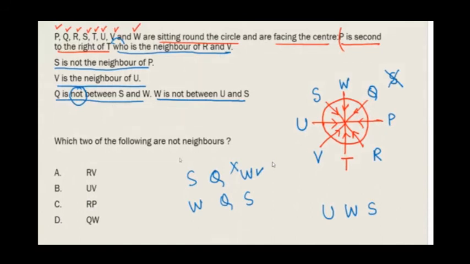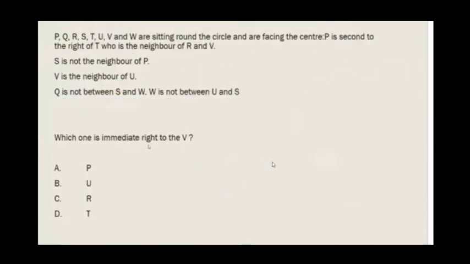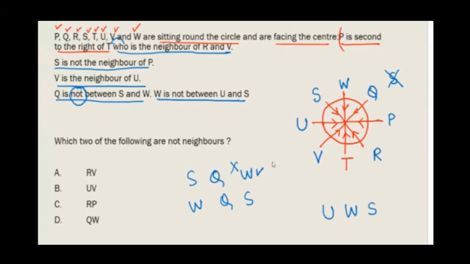So which two of the following are not neighbors? R and V. U and V are neighbors. R and P are neighbors. Q and W are neighbors. But R and V are not neighbors. So this is the option that we need to pick.